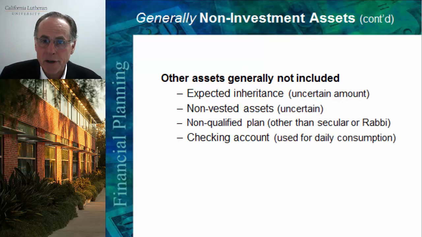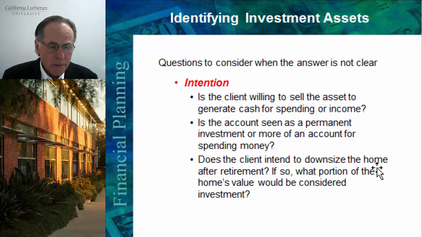Other assets that are generally excluded from the investment portfolio because of uncertainty are unexpected and expected inheritance, non-vested retirement assets, and non-qualified plans other than the secular trust and the rabbi trust. Additionally, monies in checking accounts that are intended to fund daily consumption are also ignored for purposes of the investment portfolio. When it's not clear whether an asset should or should not be included, it's useful to zero in on the client's intent.